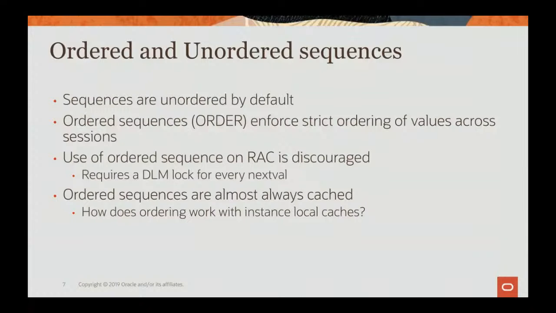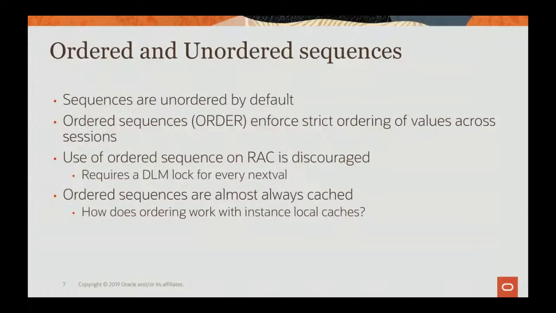So the last point about ordered sequences is that they're almost always cached. Now, this seems a little counterintuitive because caches, as I discussed, are instance local. And if every next val must be synchronized across instances, it seems like having a cache should not provide any additional benefit.